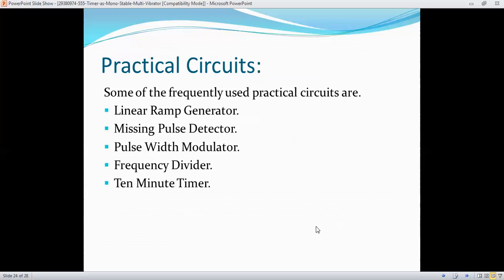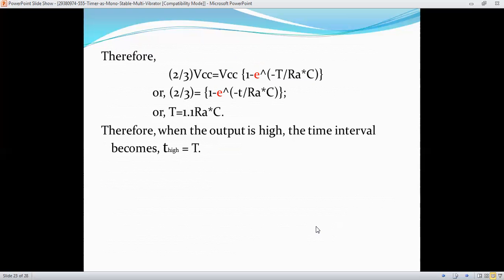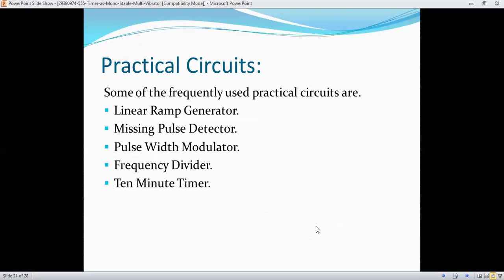So from this I stop the monostable multivibrator, its operation and working, mathematical terms and graphical representation. Hope you have understood. From that we can move to another application, another practical circuit.